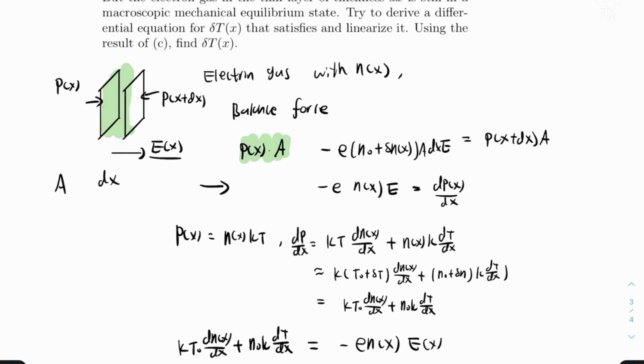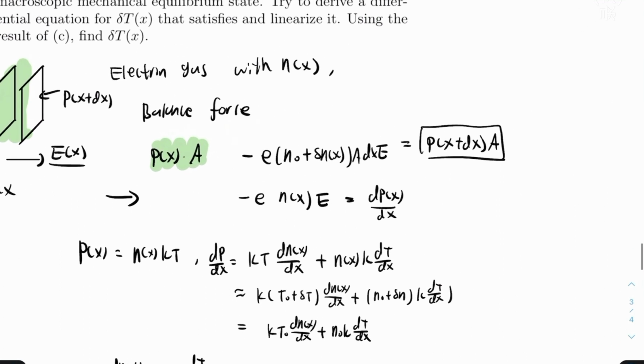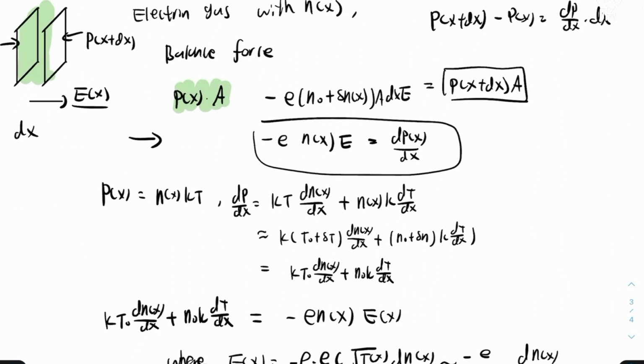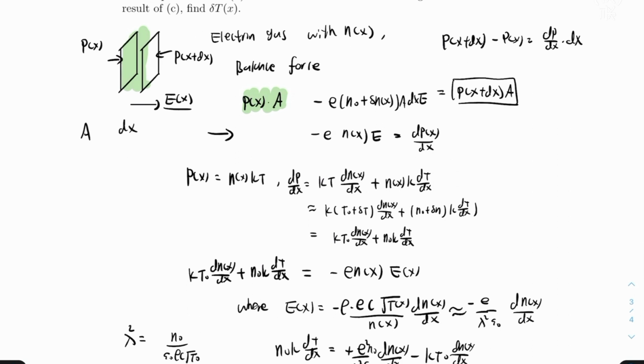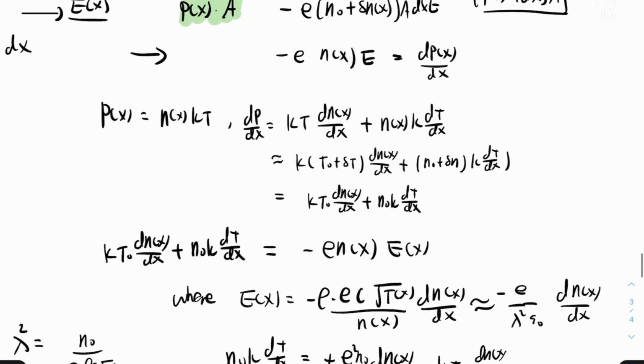Which is equal to this whole term over here, px plus dx times A. And now you just need to move terms, and something to keep in mind is that px plus dx minus px is equal to dpx dx times dx, right? So you'll get this term over here. And now using the equation px is equal to nxkt, we just need to take the derivative again, and we can see that this whole term is equal to this.